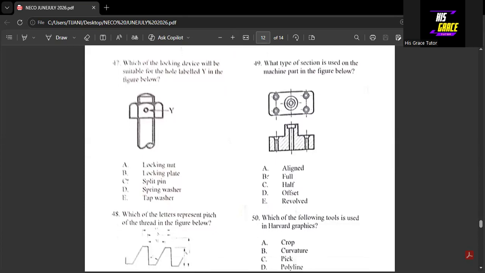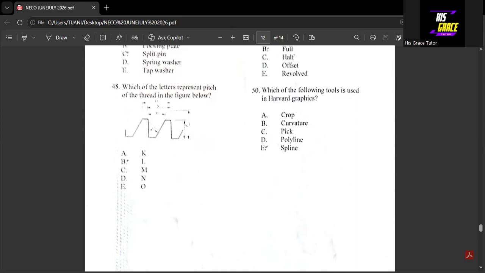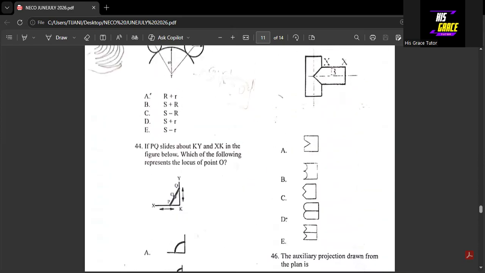Then the last question is question 50, which says, which of the following tools is used in Harvard Graphics? In Harvard Graphics, the answer is curvature. So that is option B, is the answer to question 50. So we have been able to answer questions 1 to 50 for this year's 2026 NECO objective past questions.